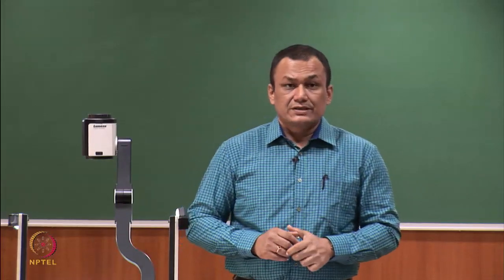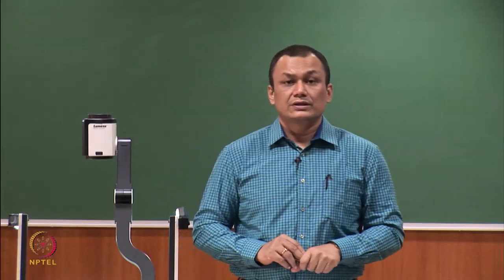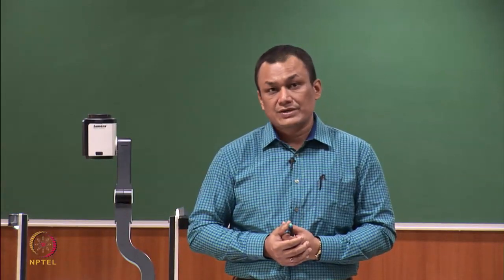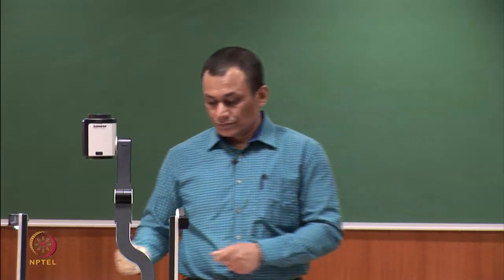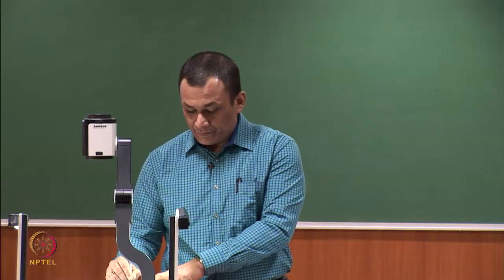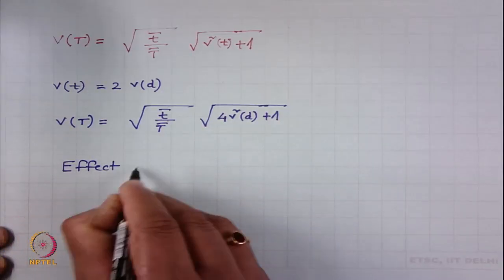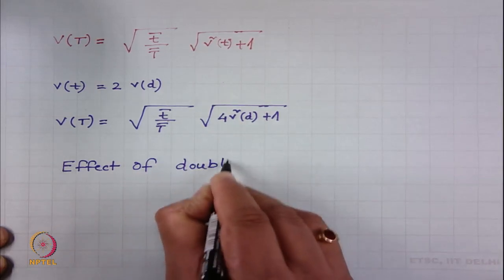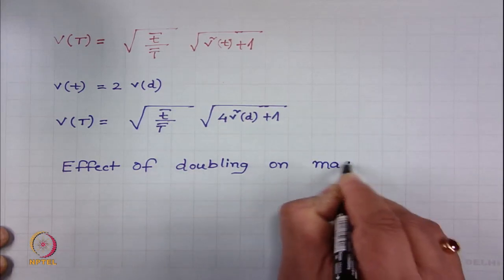In this lecture we will first discuss the effect of doubling on mass irregularity. So, what is the effect of doubling on mass irregularity of sliver?